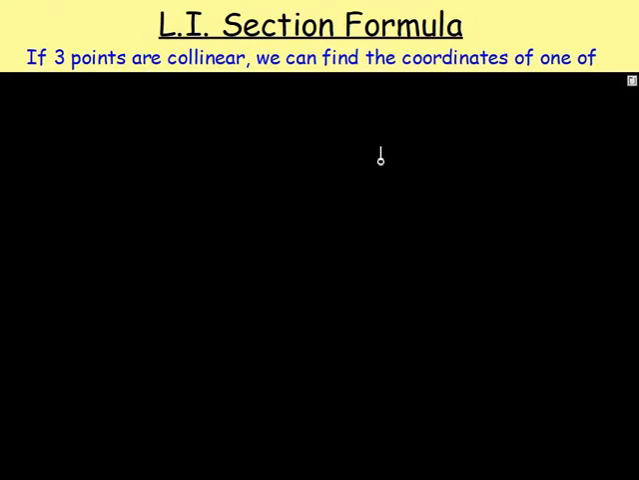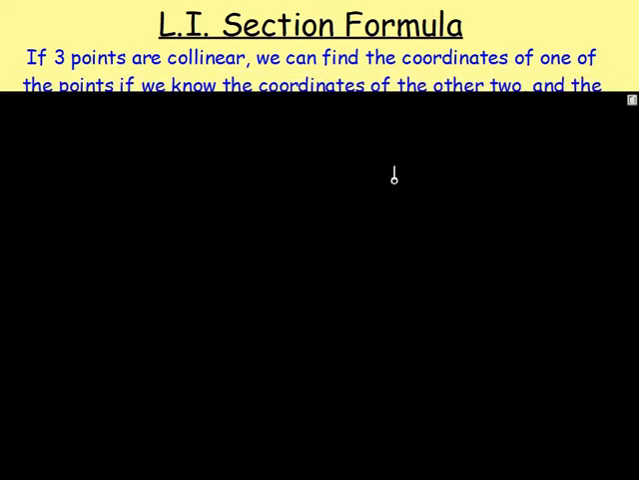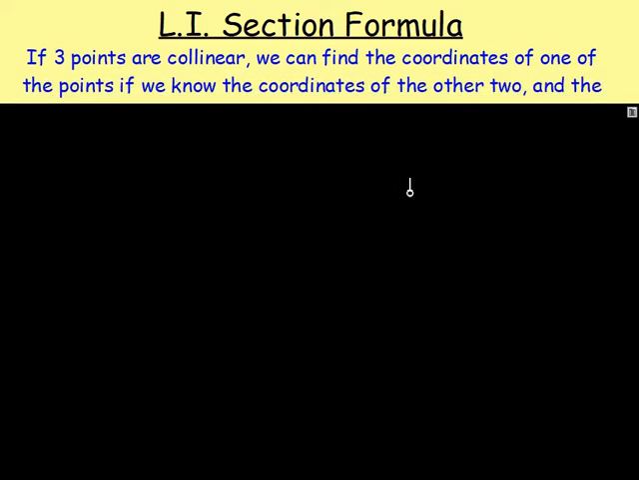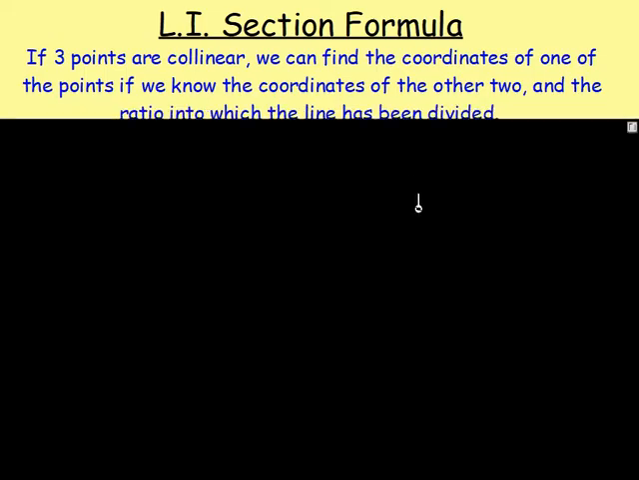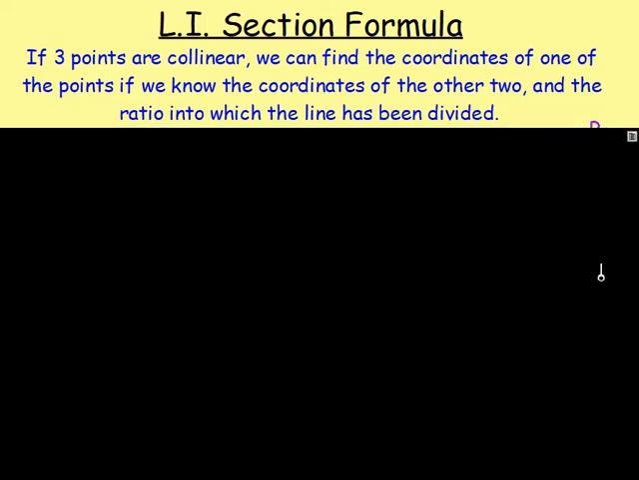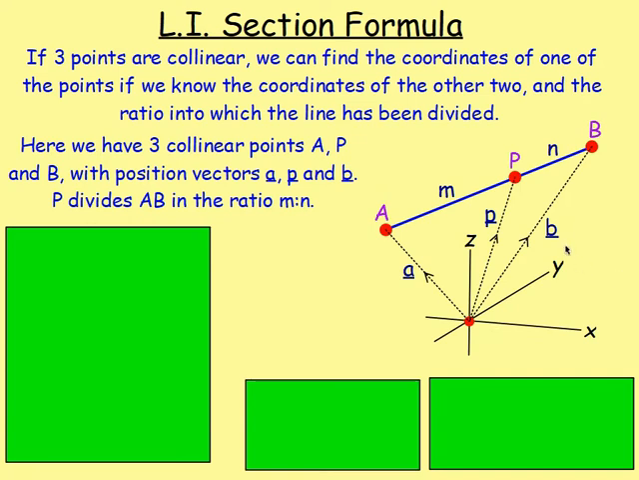Now, the last lesson we were looking at collinearity, and if 3 points are collinear, if they lie in a straight line, we can find the coordinates of one of the points if we know the coordinates of the other two, and the ratio into which the line has been divided. Now here we've got a line going from A to B, and we've also got this point P somewhere on the line. The points are collinear.